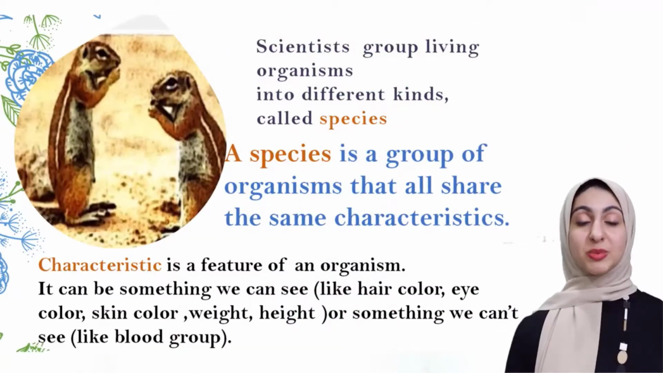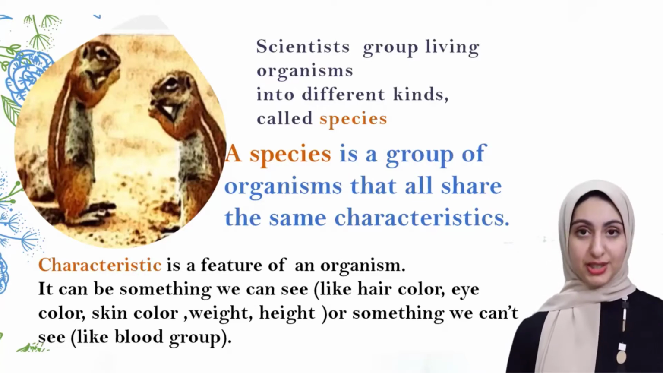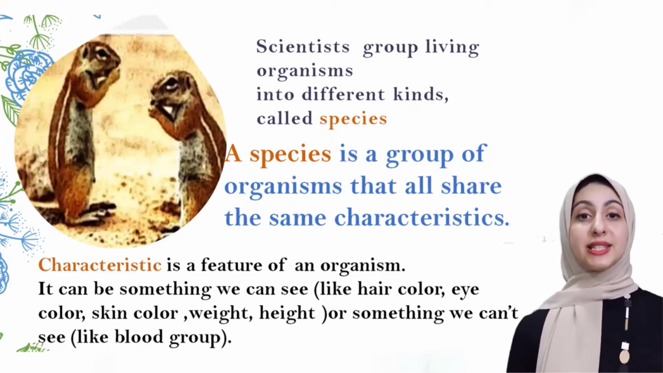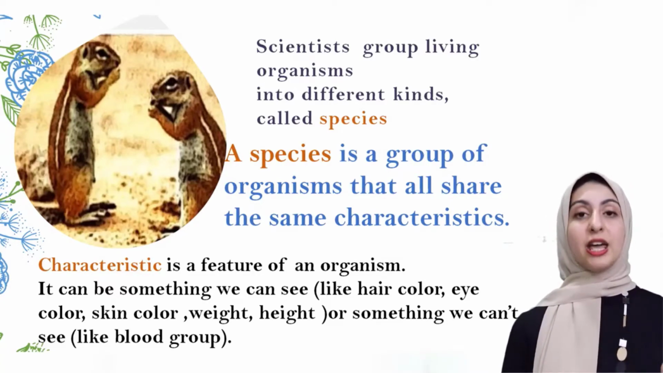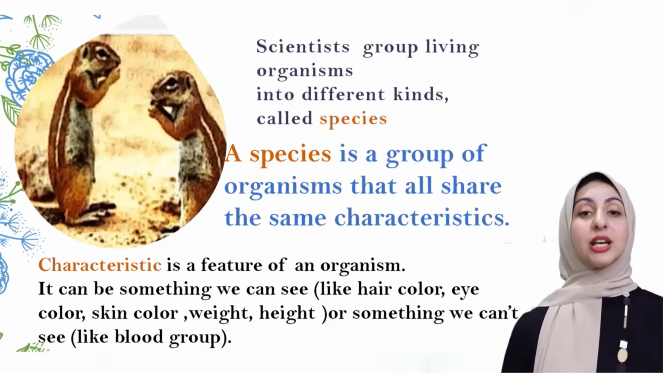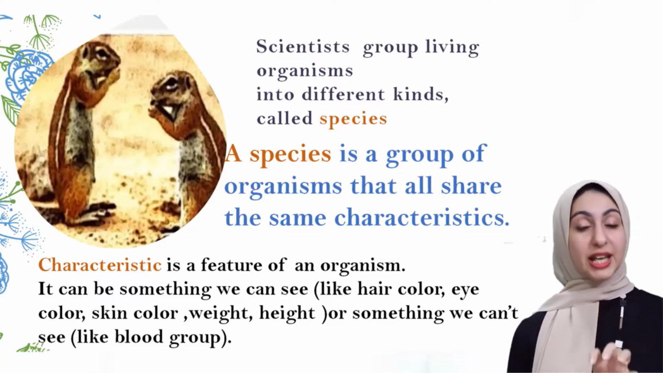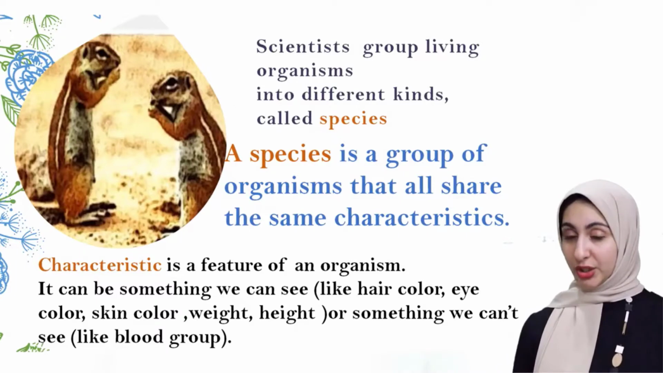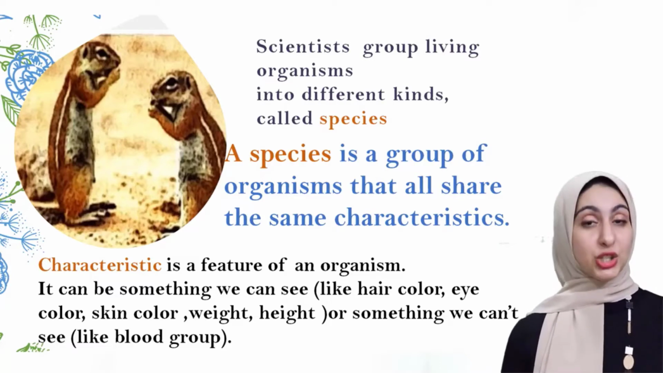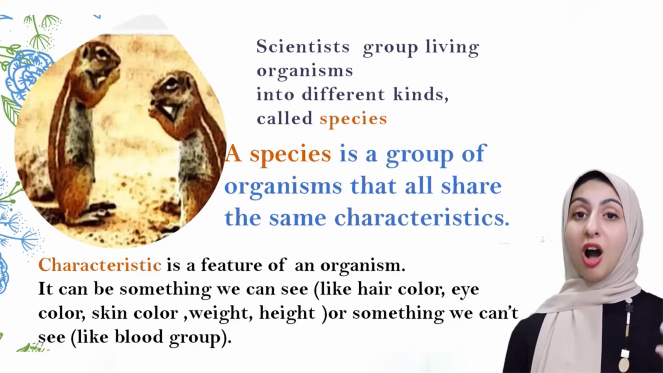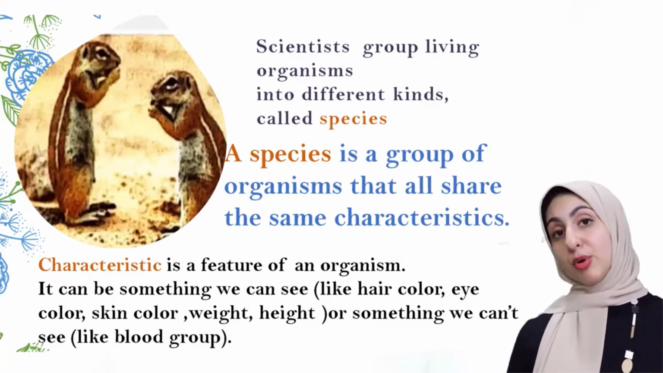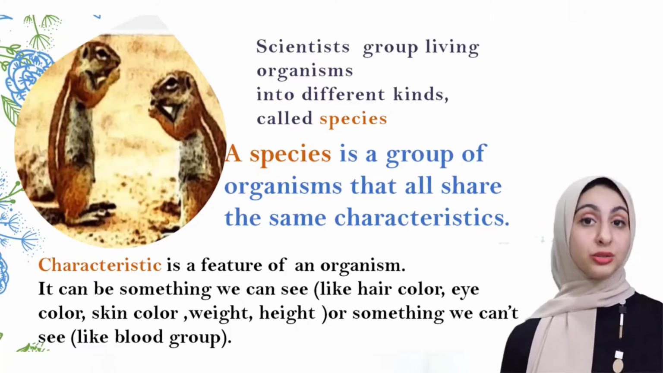Scientists group living organisms into different kinds called species. The word species means a group of organisms that all share the same characteristics and features. Characteristics means a feature in an organism. These features, you can see them, like hair color, eye color, skin color, body shape, shoe size, height and weight. All of these things are characteristics. Some characteristics you cannot see, like blood groups.